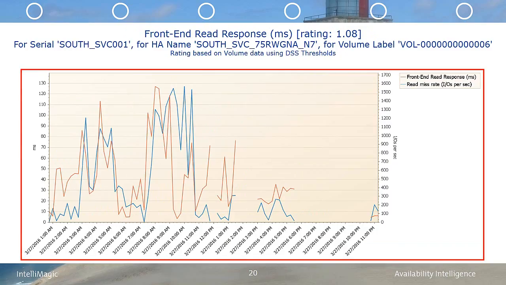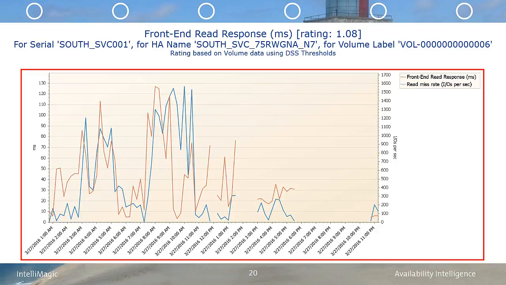It's easy to see why this volume has a high rating. The read response time for this volume is greater than 100 milliseconds at times. In order to better understand the root cause, I've customized the chart and added the read-miss IOs per second. You can see there's a very high correlation between the response time and the read-miss rate. This means that the majority of the response time is related to back-end service time and queuing.